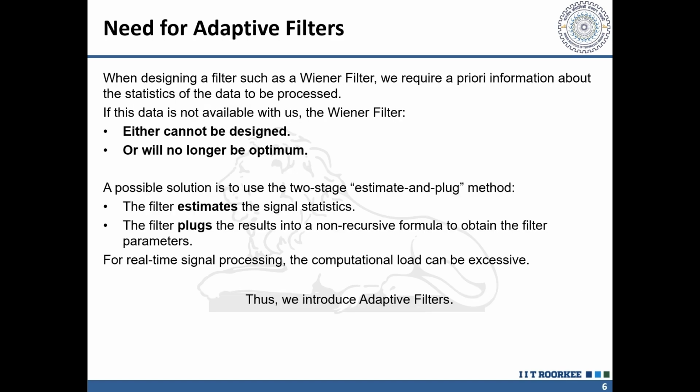So what is the need for adaptive filters? When we are designing a filter such as a Wiener filter, we require a priori information about the statistics of the data to be processed. If this data is not available to us, the Wiener filter either cannot be designed or will no longer be optimum. So a possible workaround that we might think of is just using an estimate and plug method: a filter that estimates the signal statistics and then plugs the results into a non-recursive formula to obtain the filter parameters. But for real-time signal processing, the computational load for this kind of procedure can be excessive. Thus, we introduce adaptive filters to overcome this problem.